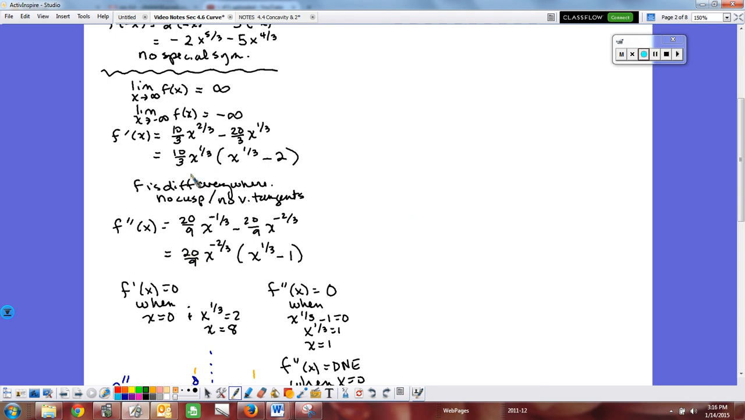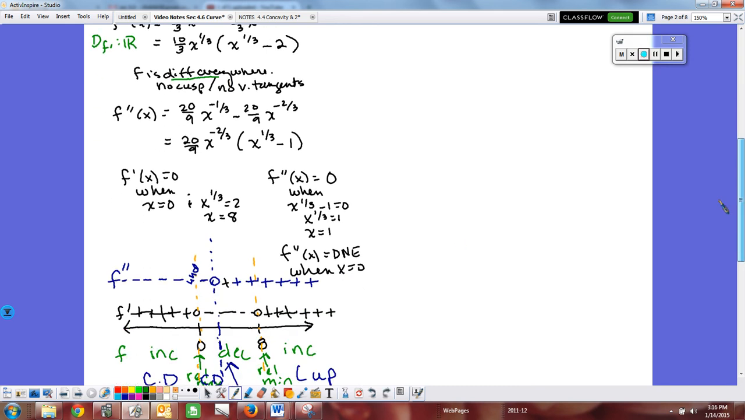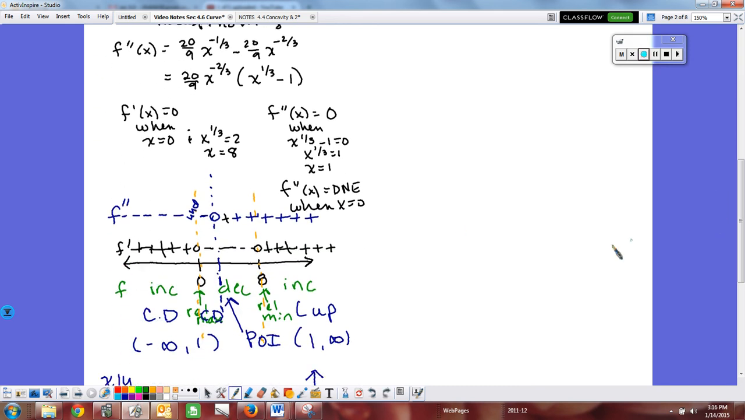And then once I had this, I also looked at this and realized that the domain of f prime is also all real numbers. So that told me that the original function was differentiable everywhere. So I have a continuous and differentiable function that has no cusp and no vertical tangents, right? And no discontinuities. I then use my first and second derivative to create a sign chart to organize the information.